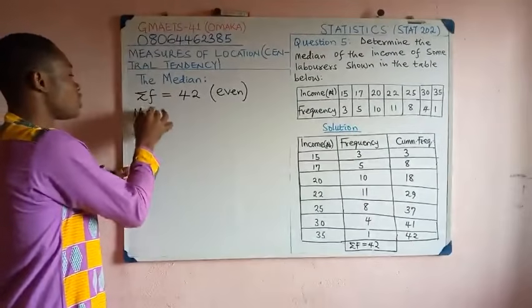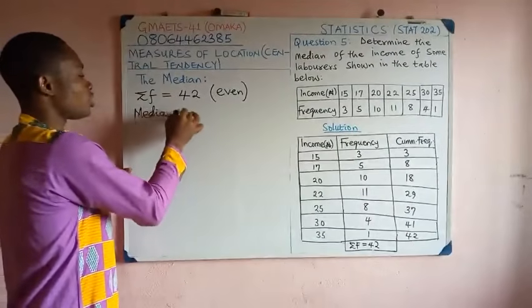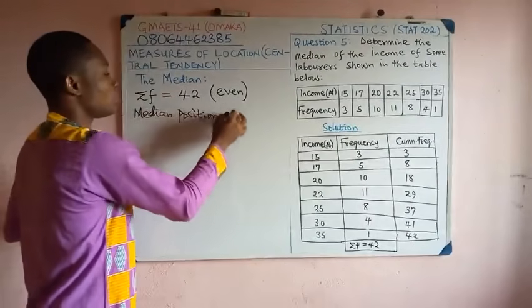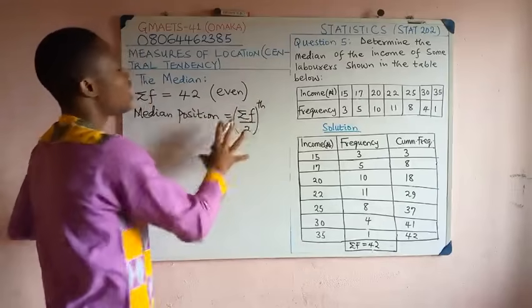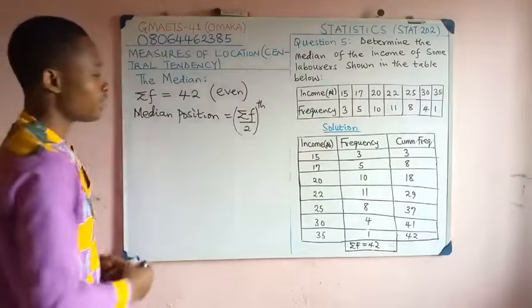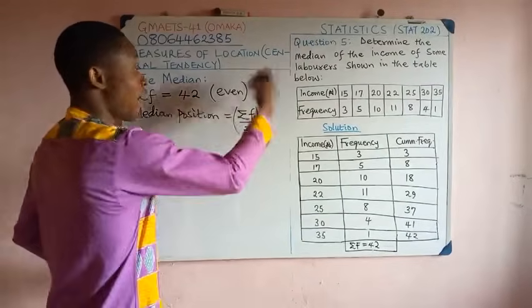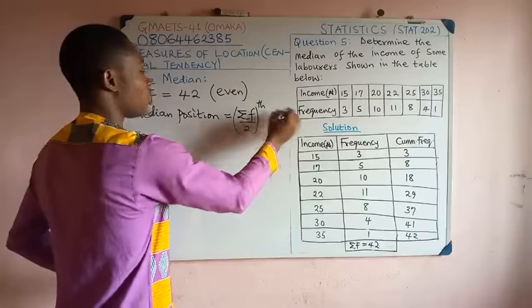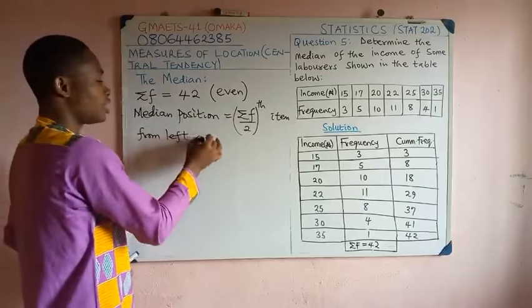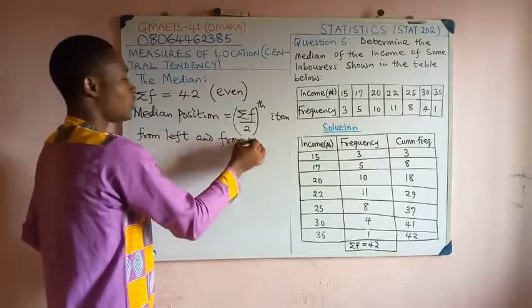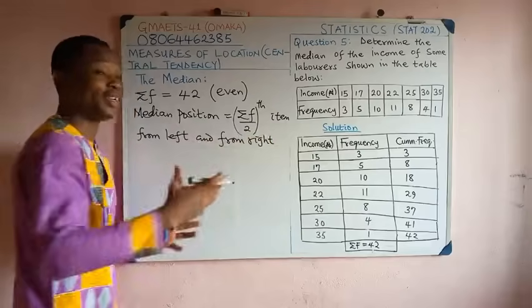So I'm going to write median position. Median position is going to be equal to summation of F over 2. I'm going to write a short form of this formula once again, alright? So summation of F over 2 th from left and from right. We'll be using left and right, okay?